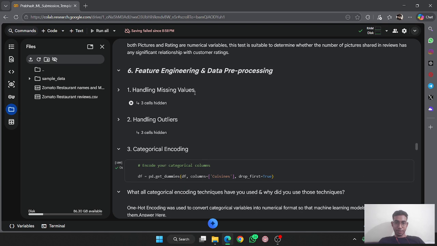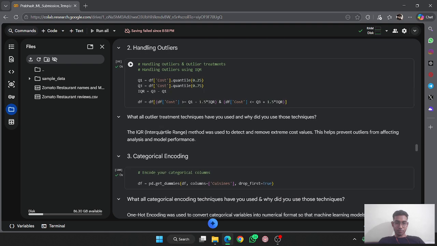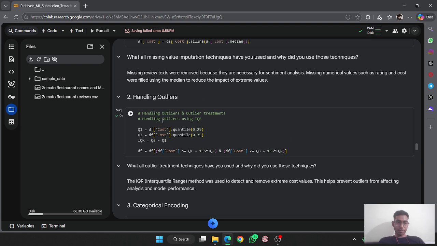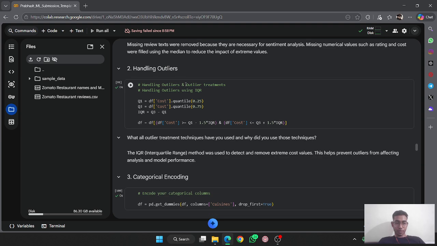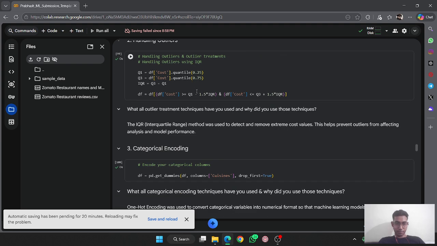Feature engineering and data preprocessing. Since the project involves textual data, several natural language preprocessing techniques were applied. These include converting text into lowercase, removing punctuation, removing stop words, tokenization, etc. These steps help clean the review text and improve model performance. After preprocessing, TF-IDF vectorization was used to convert review text into numerical features.